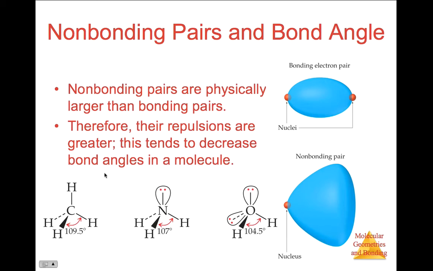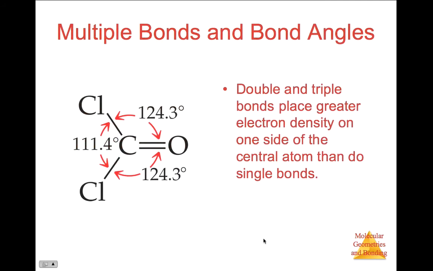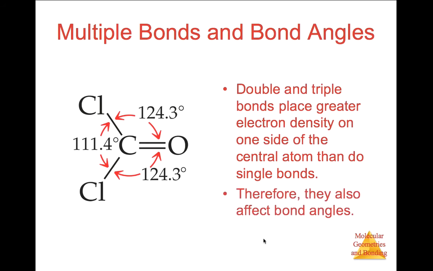You might not think that's very much, but actually in the physical world it makes a huge difference. Here 2 non-bonded electron domains squish the bond angle of HOH to be 104.5 degrees, which makes a big difference in how that acts in its solid, liquid, and gaseous phases. Double and triple bonds place greater electron density on one side of the central atom than do single bonds. Therefore, they also can affect bond angles. And you can see here, the double bond puts a little bit more electron density right here, forcing this chlorine-carbon-chlorine bond angle to be a little bit less than 120 degrees.